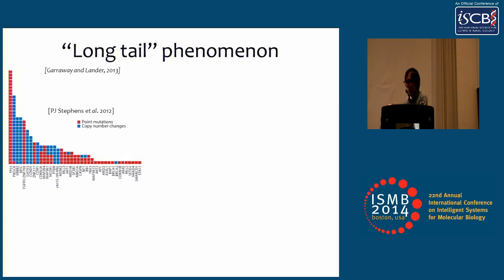Okay. And so the next limitation we observe is from a long tail phenomenon. I use a histogram as an example here, which means the long tail phenomenon is that only a few cancer-related genes are mutated at high frequency. However, many more cancer-related genes are actually mutated at very low frequency, like the right tail of the distribution. And because of this reality, it's very hard to distinguish these rare events from passenger events.